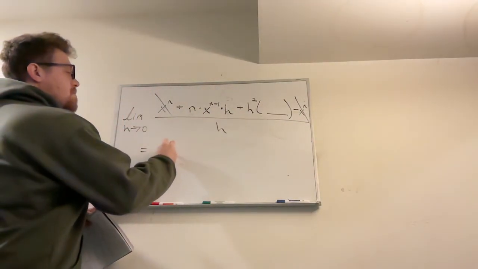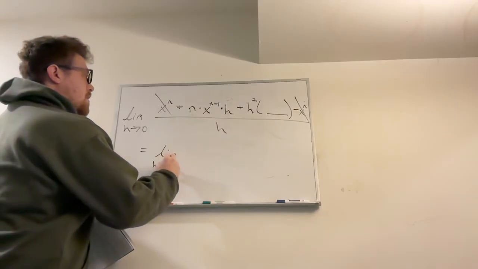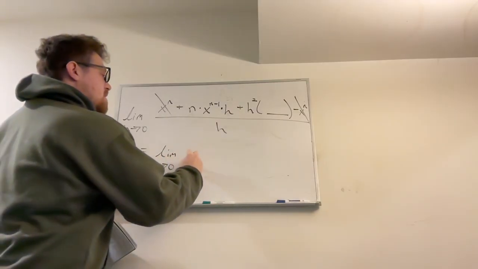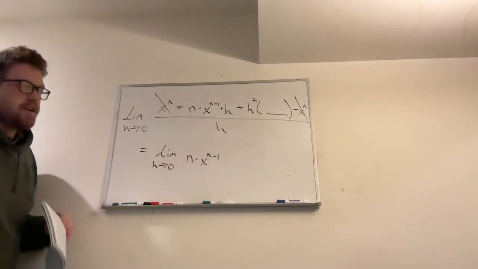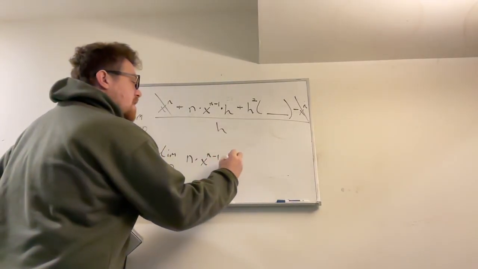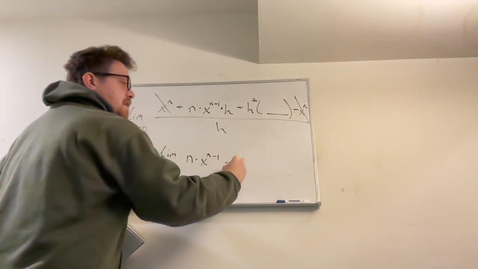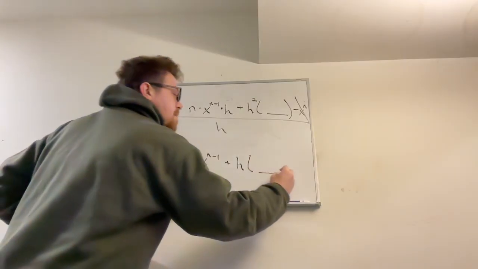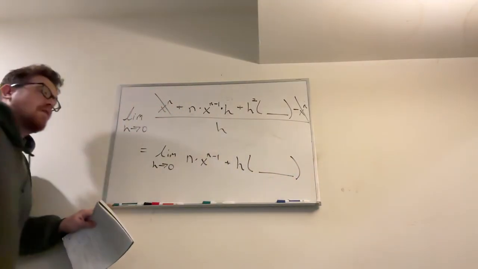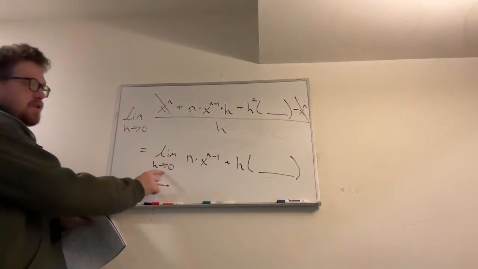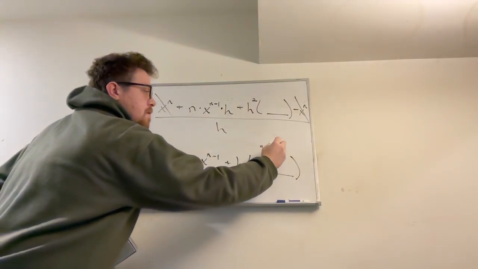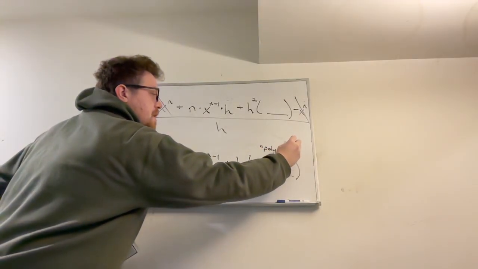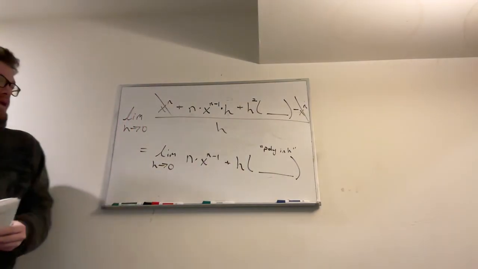So it's really the limit as h goes to 0 of n times x to the n minus 1, and then you cancel the h, plus, and then this was h squared, and we're going to cancel one of the h's, so it's h times something. And this something is a polynomial. It's a polynomial in h, right?